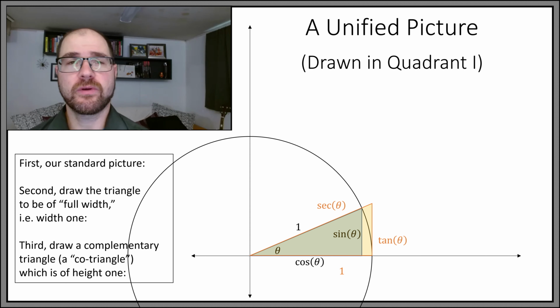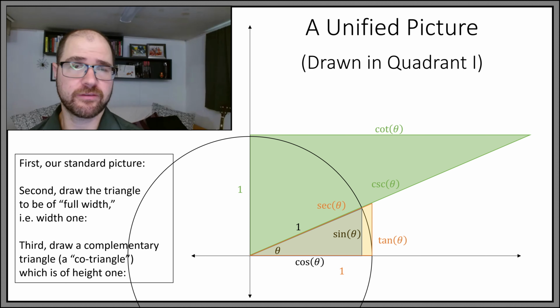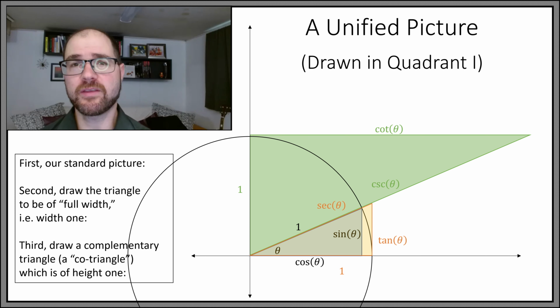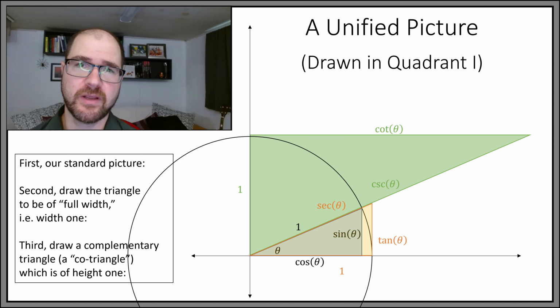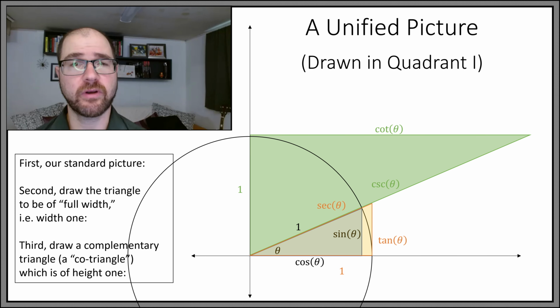Third, what you could do is draw a complementary triangle here. Okay, so it goes horizontally tangent to the circle at the top and goes all the way out to where that ray would meet that line there. Solving for these, you'll find that the height is 1 because it goes up to the top of the circle, the width is cotangent, and the hypotenuse length is cosecant. So these are all geometric ways of unifying all 6 trigonometric functions, sine, cosine, tangent, cotangent, secant, cosecant, using triangles in the first quadrant through the circle.